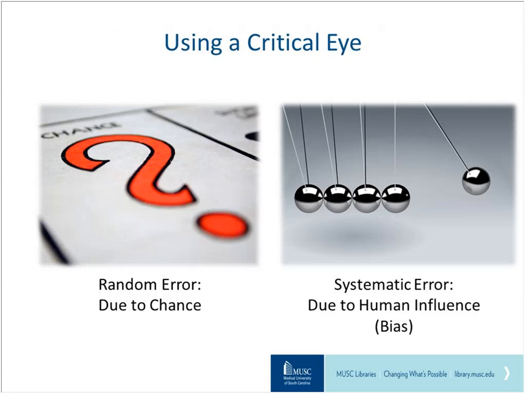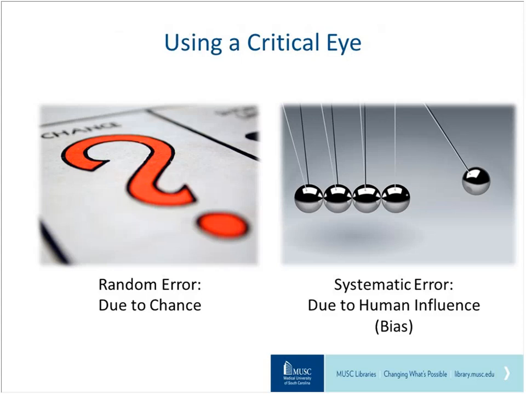And the reason you're asking these questions is because you want to use a critical eye. That's why it's called critical appraisal. And there are 2 types of error I want to acknowledge here. The first is random error. Random error is completely due to chance. It's going to happen no matter what you do, no matter how well designed your study is, no matter if you're looking at an experimental study or an observational study. Random error just exists, and it's due to chance, and it's accepted.